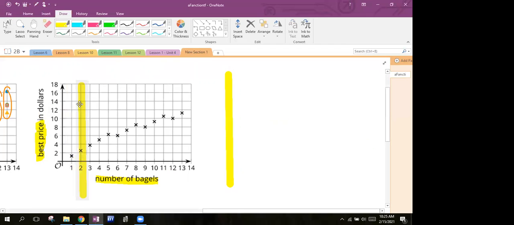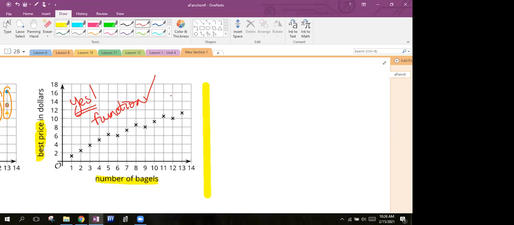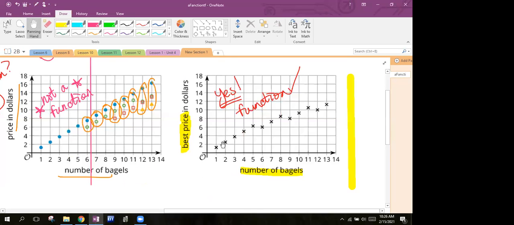Run it across. So far, so good. None of the points are touching my line at the same time. So is this one a function? Yes, it is a function. Why? Because it passes the vertical line test. Yay, that's how you can tell graphically. Okay, so we can see the difference in these two graphs and why this one is not a function and how this one is a function. That's how we can tell if we're already given the graph of a function.